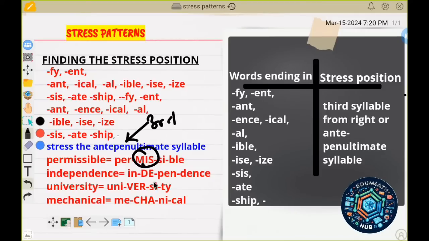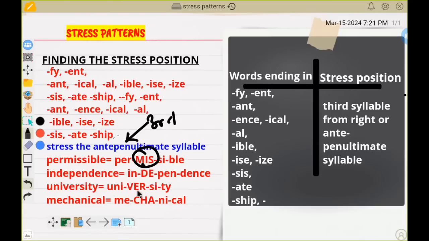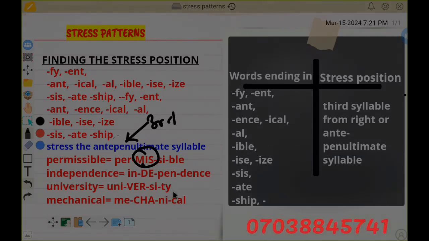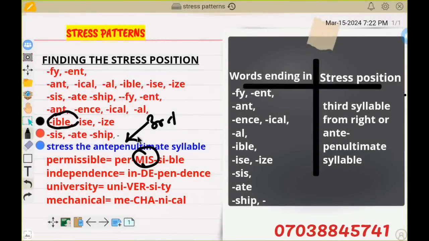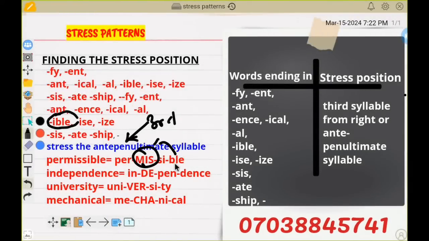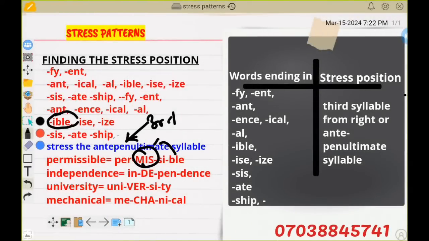Then independence is the same thing. This is the last, this is second, this is the third. So this one will be stressed, in capital letters. Then university the same way. Then mechanical the same way. Mechanical is ending in CAL, so we have words ending in AL, to blend with it. Then university is also ending in TY. Don't forget, third syllable from the right hand side, that's what you are trying to pick. So let's move to the next one now.